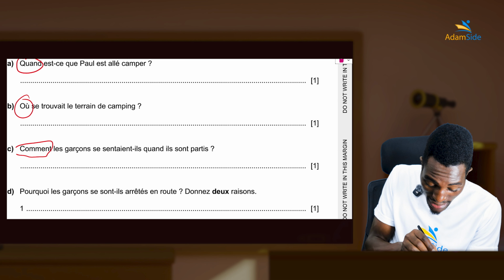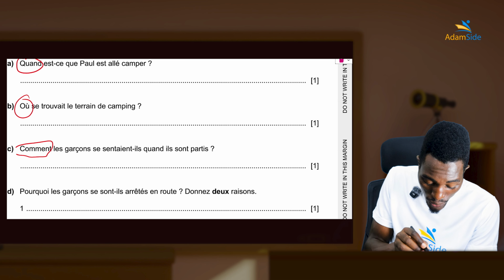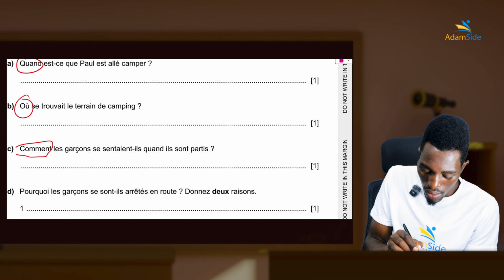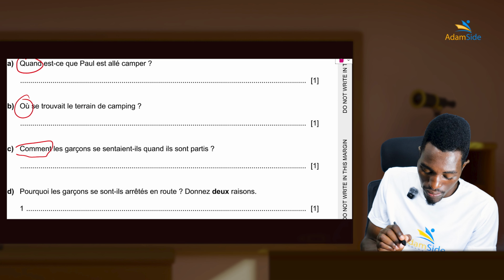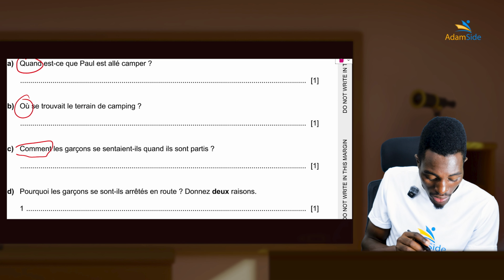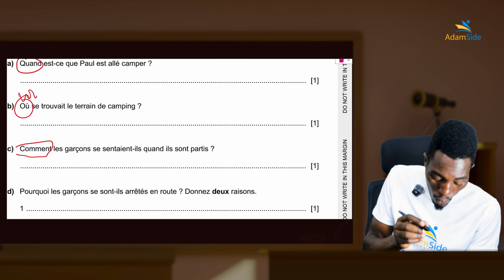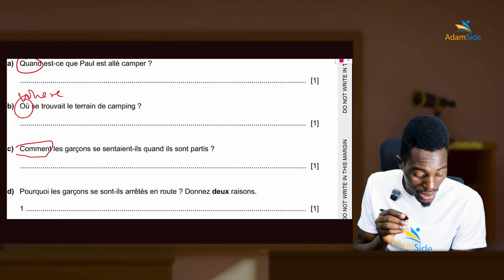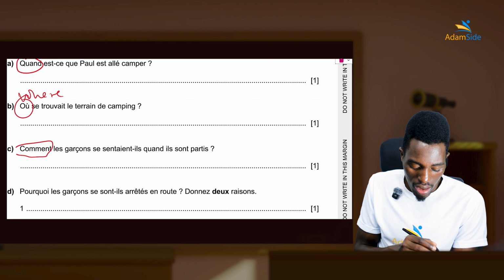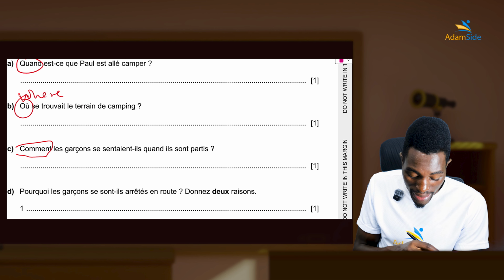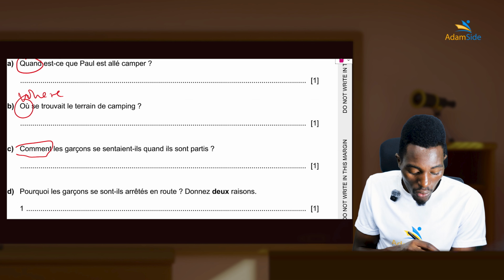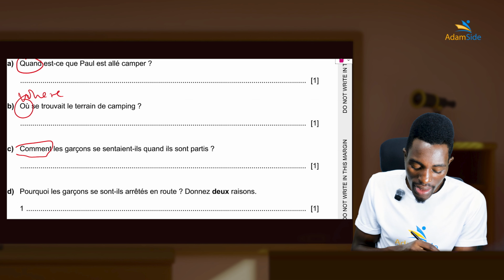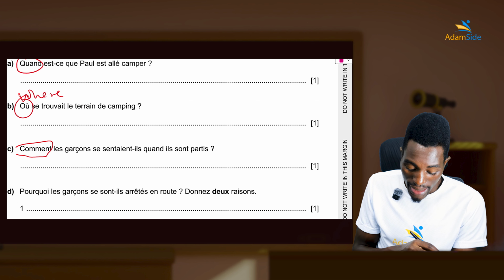So we expect you to put an answer which answers the question of when Paul went to the camp. Où means where. You should write an answer which explains where. Où se trouvait le train de camping? Where can we get the camping? The train de camping.